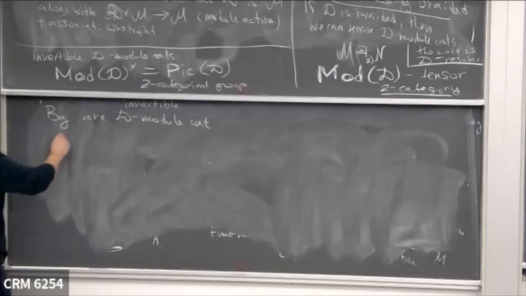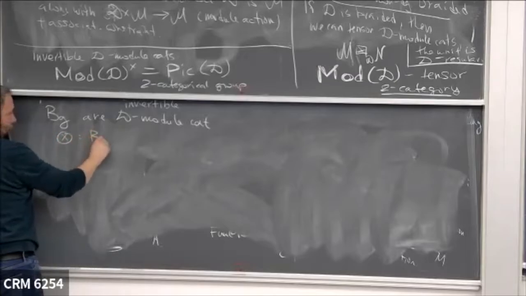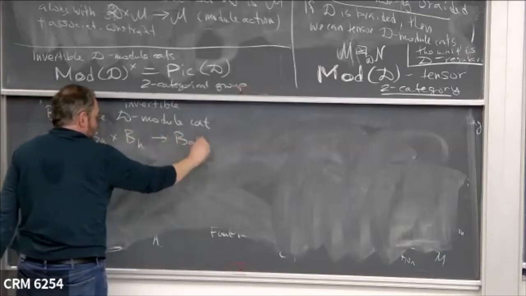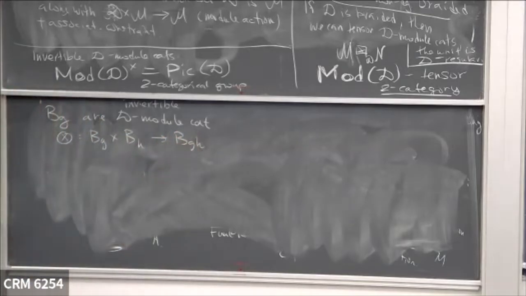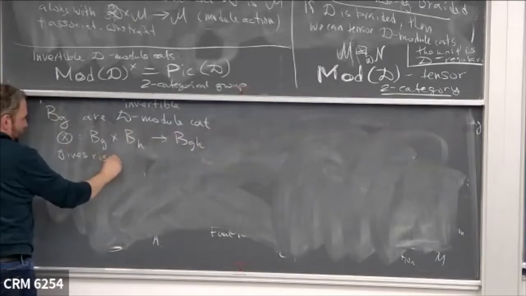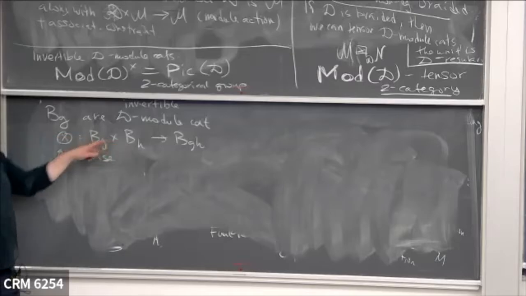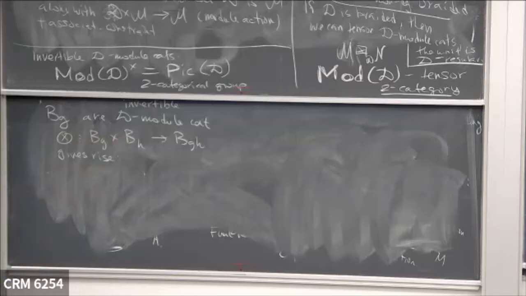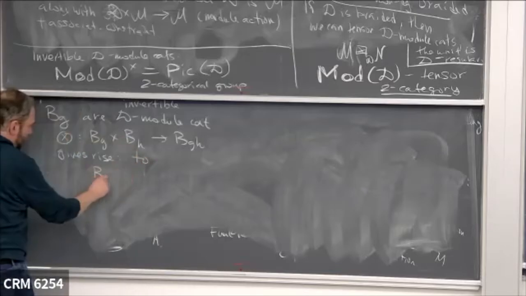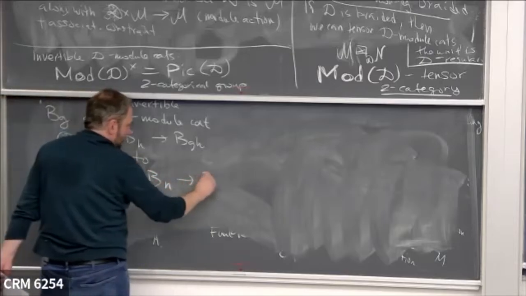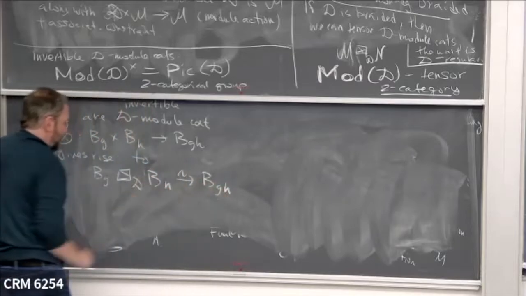Furthermore, the tensor product of this graded category should map B_G, B_H to B_GH. This gives rise to, by the usual algebra-like techniques, compatibility with the multiplication by D, by the trivial component. This gives rise to the functor between the product of these categories. And this is in fact an equivalence.